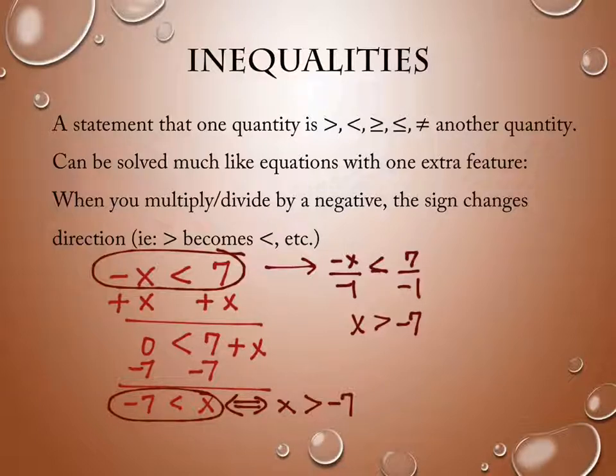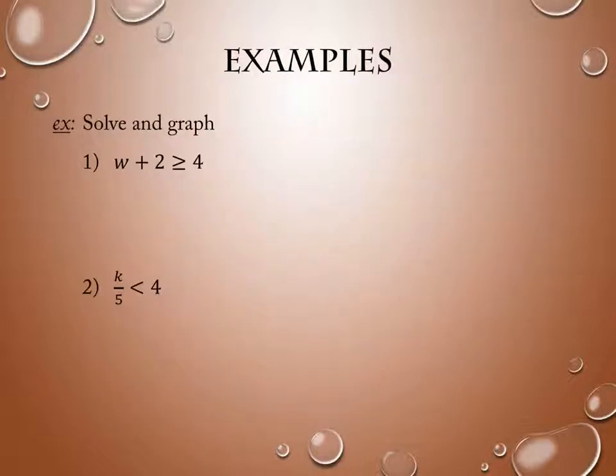All right, so let's take a look at solving some of these equations or inequalities. They solve just like equations with this one little extra piece going on, and that piece doesn't affect every problem, of course. So on the first one, I have w plus 2 is greater than or equal to 4. My goal is to get w alone, so what would I do? Subtract 2. You got it. I didn't multiply or divide at all, so the signs don't change. They stay the same. And then 4 minus 2 would be 2.